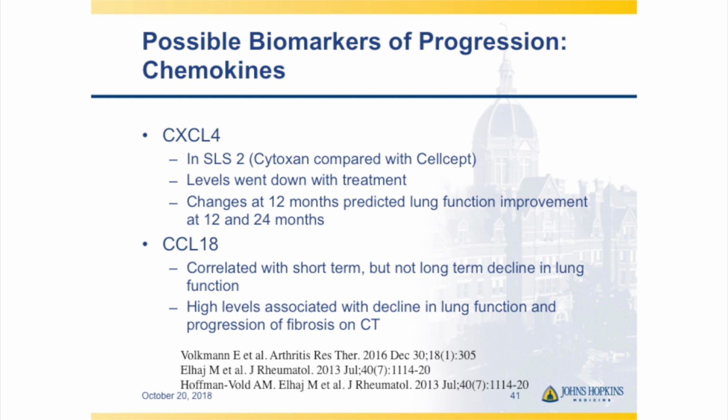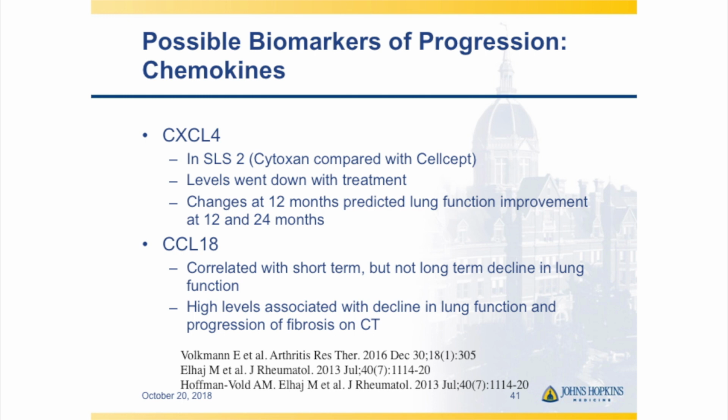There are some of these what's called chemokines that have been looked at as well. This is the same one that we talked about when we talked about the skin, CXCL4. In Scleroderma Lung Study 2, which looked at cytoxin compared to CellCept for people who had active lung disease, the levels in both groups went down with treatment, and both groups responded to these treatments in terms of their lung function. And it did seem that changes in this level at 12 months predicted what was going to happen both at 12 and 24 months. So this is, again, promising as something that might help us and an early marker of what might happen going forward.